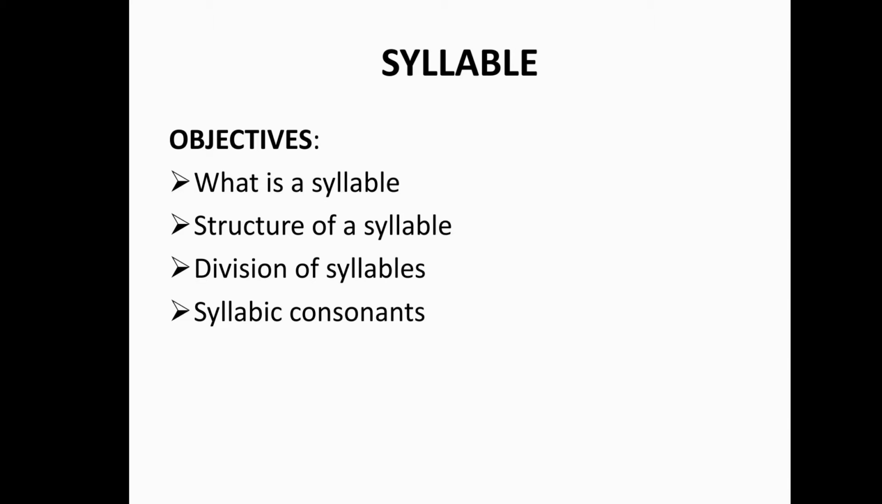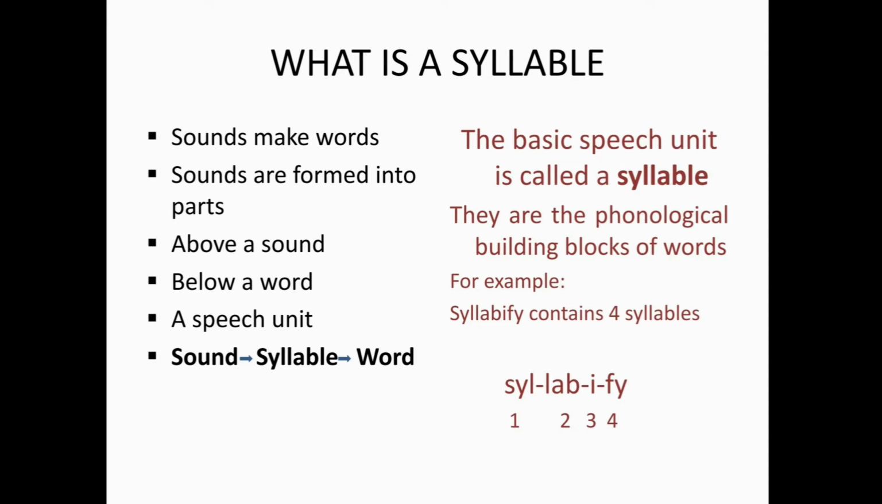And what are the syllabic consonants? These are the things we are going to discuss in this video. Okay, let's move further. What is a syllable? To understand syllable, we need to understand the sound. What are sounds? The sounds are the outcome of the 26 alphabet of English.